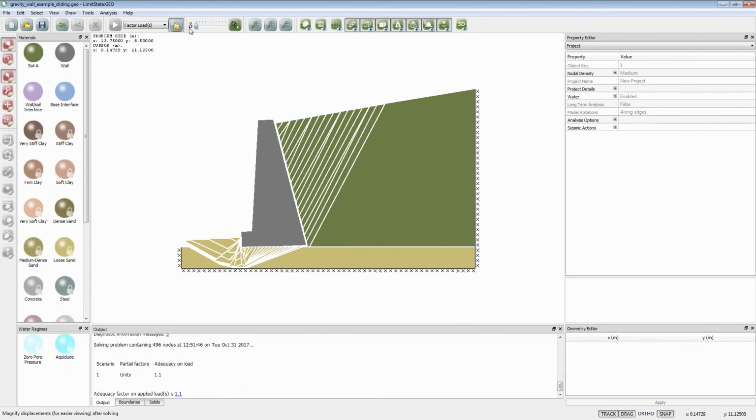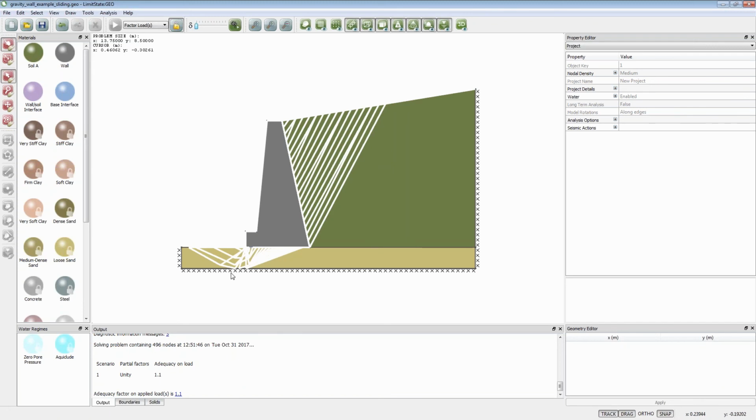And in this case, you can see that the mechanism actually touches this base boundary. That's fine if there is, for example, rock or something very strong below that. If not, I should move the boundary downwards to make sure the analysis is correct. So that's a gravity wall approach.